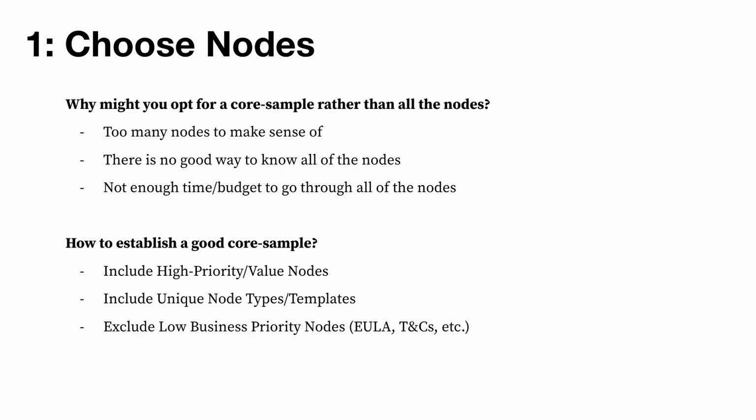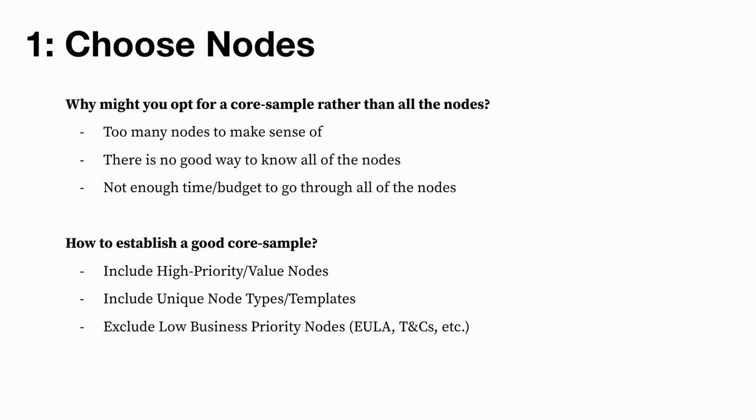Or, it's expensive to go through 1,000 pages and process each of them. So time and budget doesn't allow for that. And so we're faced with making a core sample. But when you don't do all of it, there's a risk that you're going to miss something really important. So how do you know that you have a good core sample?